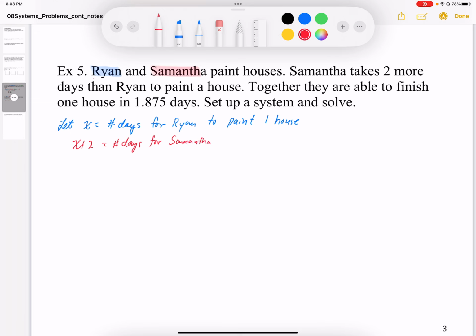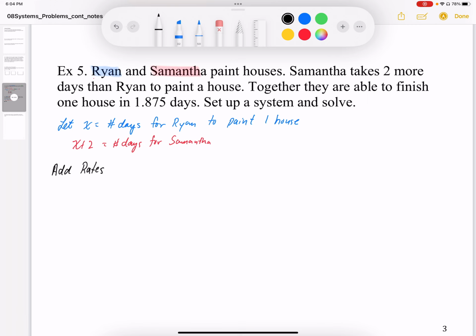Okay, now how do I set up a problem? The problem is I can't just add these together, okay? Because these are just days and I just get days. And if I add these two up, I'm not going to get 1.875 days because already that's bigger than 2. So just by numbers, it doesn't make sense. What can I actually add together for a problem like this? And what I can add together is I'm going to add the rates.